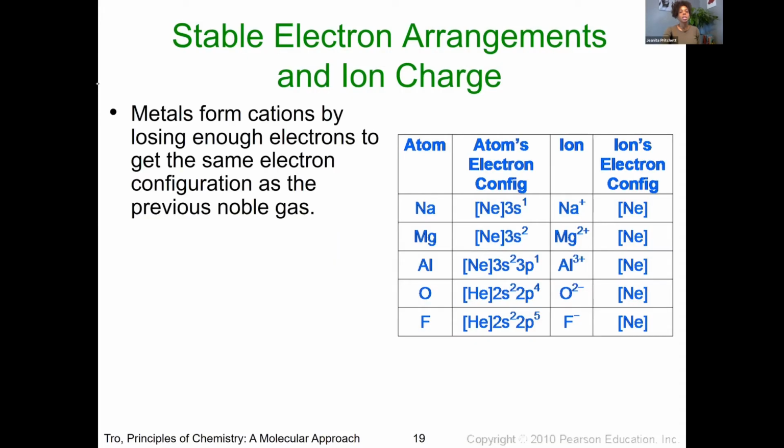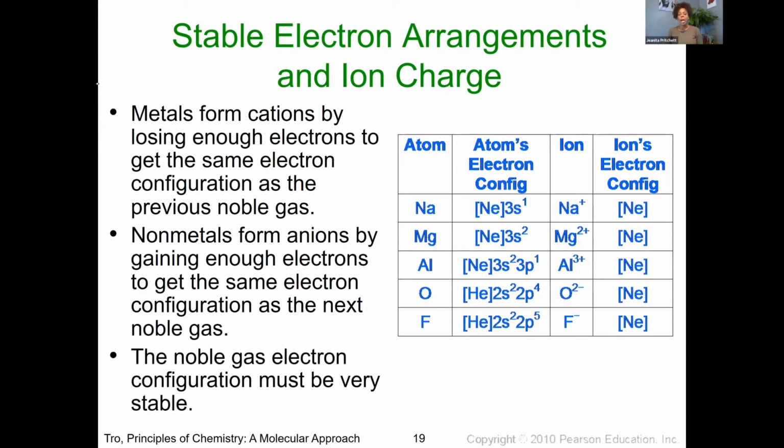We can see here elements such as sodium or magnesium that ultimately want to lose their electrons, where you're kicking out that valence shell. They end up taking on the electron configuration of the noble gas that comes before it. Similarly, our nonmetals, where they're gaining electrons, take on the noble gas configuration that comes after. Remember that noble gas configuration is the most stable, and that's what everyone is trying to obtain.